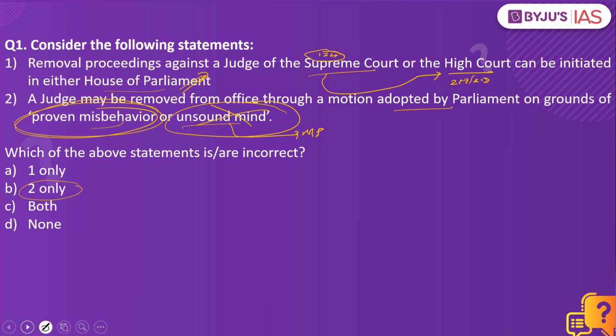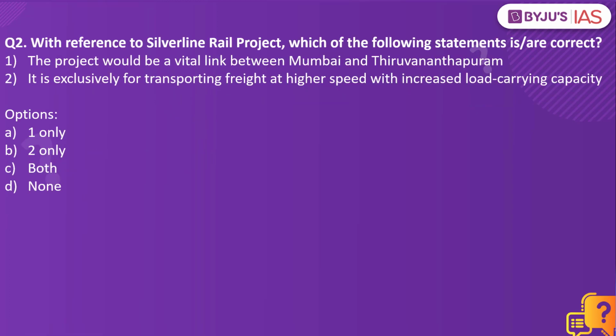Now let's look into the next practice question. With reference to the Silverline rail project, which of the following statements are correct? The project would be a vital link between Mumbai and Thiruvananthapuram. It is exclusively for transporting freight at higher speed with increased load carrying capacity. Which of the statements are correct? The answer to this is none.